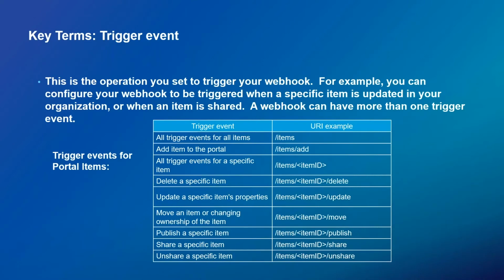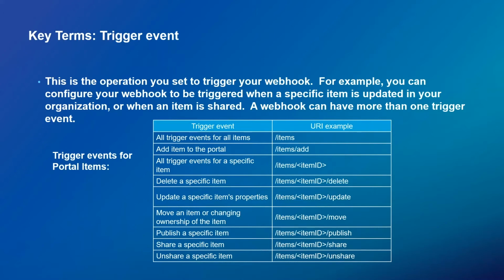And so some key terms. So I've already kind of talked about this, but the trigger event. So this is the operation that's going to trigger our webhook. And you can configure your webhook. So for example, you can configure your webhook to be triggered when a specific item is updated in your organization or when an item is shared. And your webhooks can have more than one trigger event.